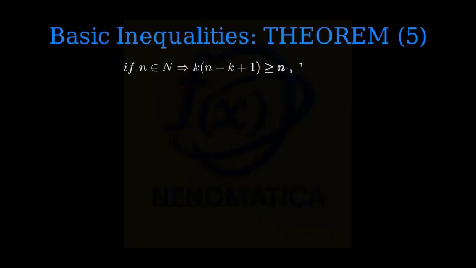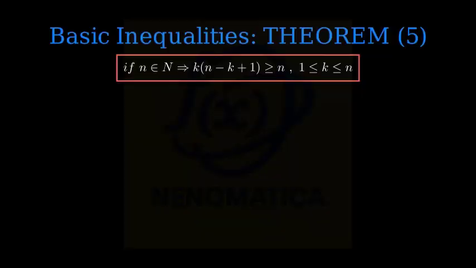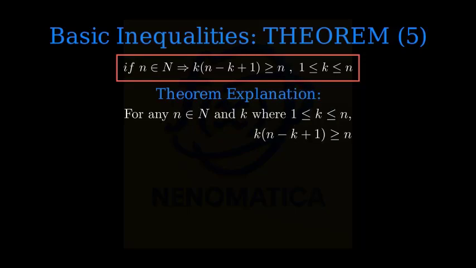If n is an element of N, which represents the set of natural numbers, then k times (n minus k plus 1) is greater than or equal to n, where k is between 1 and n inclusive. Let's analyze what this theorem is telling us. It states that for any natural number n and any value k, where k is between 1 and n, the expression k times (n minus k plus 1) will always be greater than or equal to n.